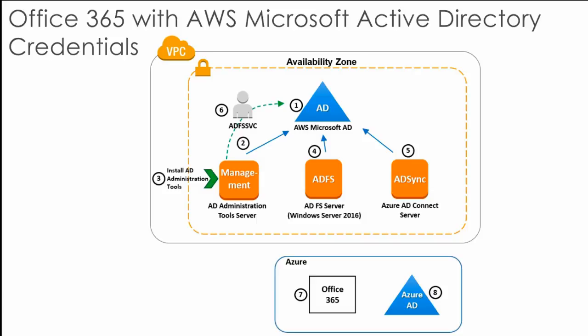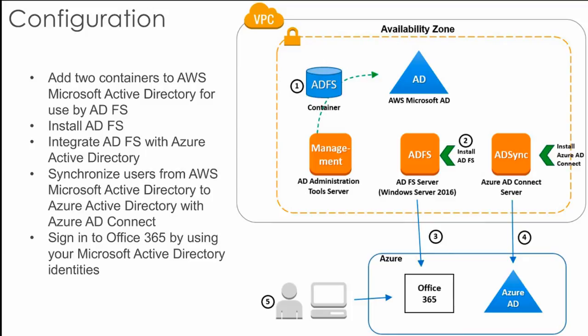So you can effectively set up, by installing administrative tools, setting up ADFS, and installing Azure AD Connect, integration with Azure Active Directory, and federate via ADFS to Azure Active Directory, and in that way federate over to any of the Office 365 applications. And then you can sign in to Office 365 by using your Microsoft Active Directory identities that would then be federated and synced to anything that may be using it on the AWS side of things.